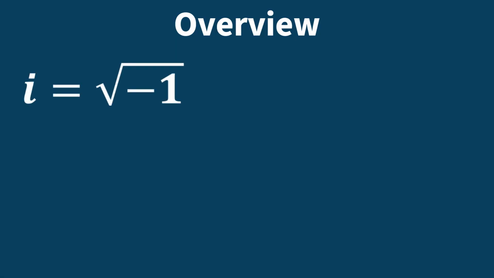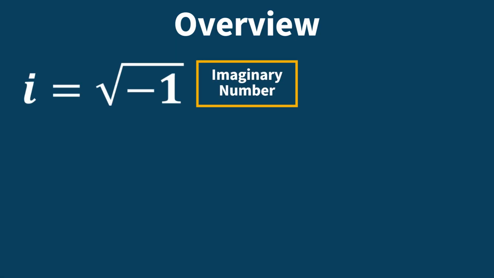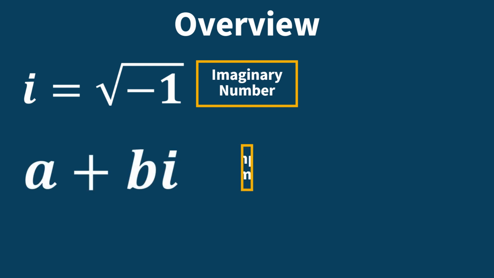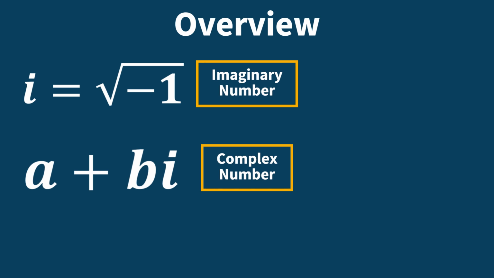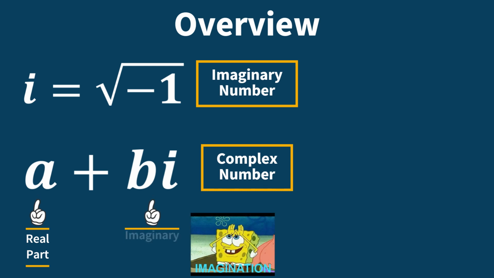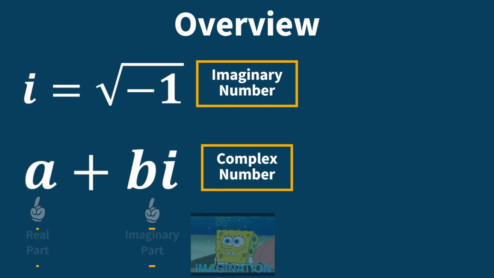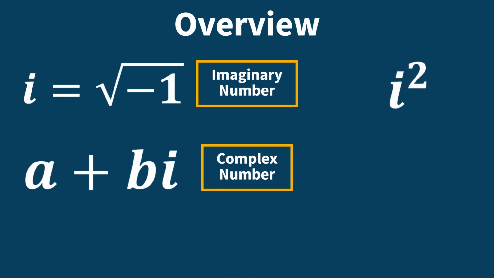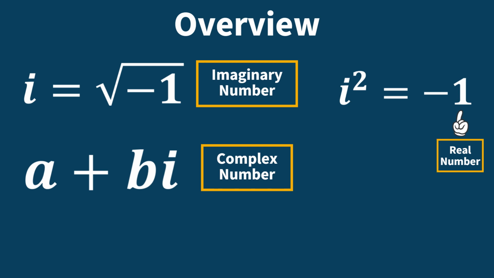Now we know that i is called an imaginary number, and that i is just the square root of negative 1. A complex number consists of a real number and an imaginary number. The form of a complex number is a plus b times i, where a is the real part and b times i is the imaginary part. What happens if you square i? You would get i squared, which is equal to negative 1. Negative 1 is a real number.